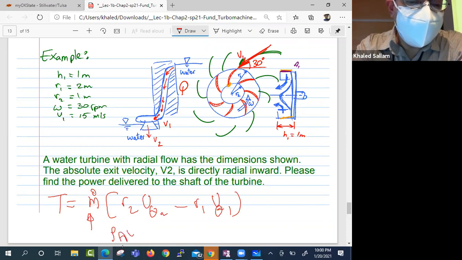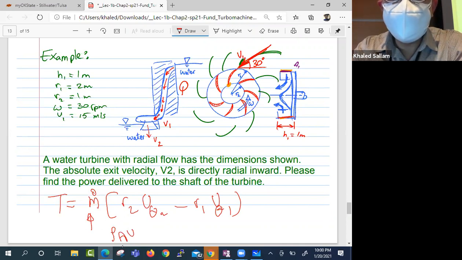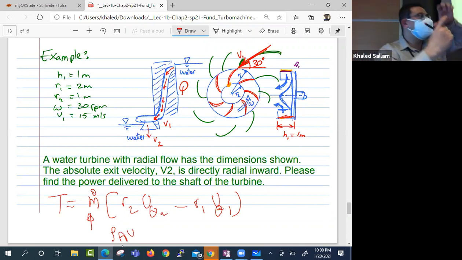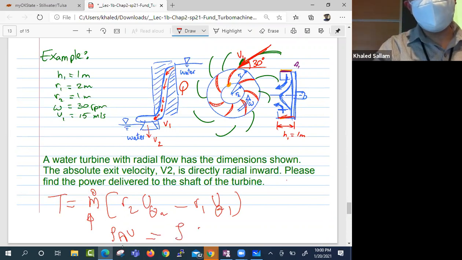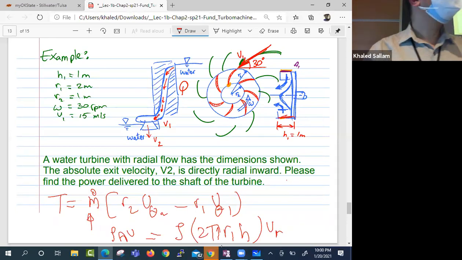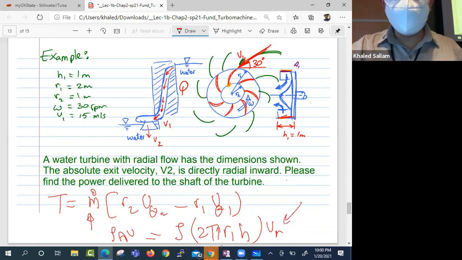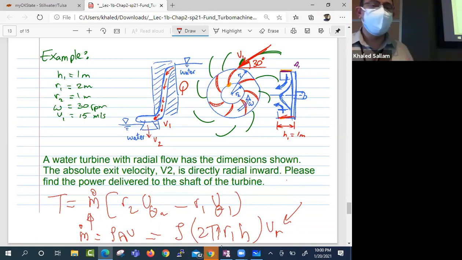It's rho A V. What is the area? This area is the circumference times the height h. So the area is 2 pi r1 times h. And the V should be relative and should be normal. That's the second thing about the continuity equation: the velocity component that you use for m dot should be relative and normal. The velocity needs to be normal to the area.